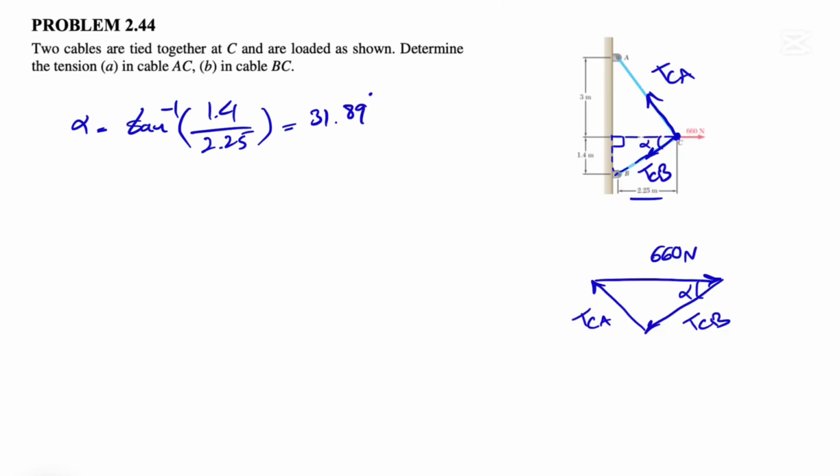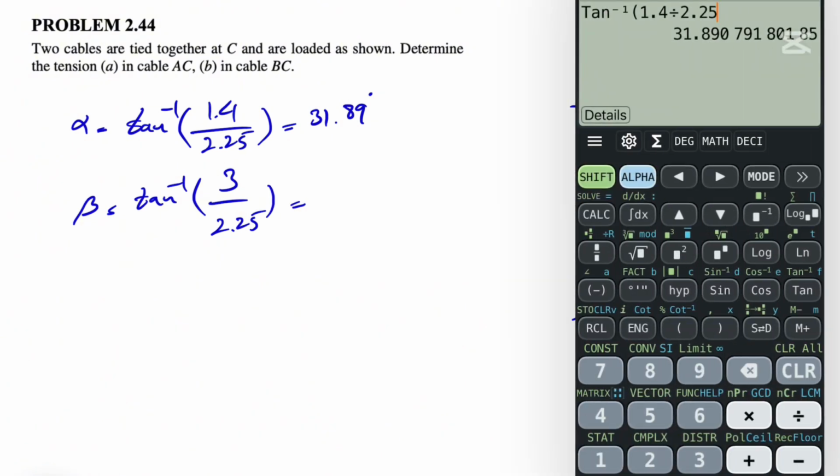We can also find this angle in here. We can call it beta, and if we want to find beta, we need to look at this right triangle, because this would be our beta. So beta again would be tangent inverse, the opposite, which is 3 over the adjacent 2.25, same as the other one. So this time we have tangent inverse of 3 divided by 2.25. Sorry, I missed the 25 in here. So it will be 53.13.